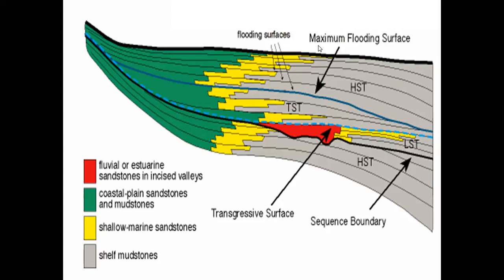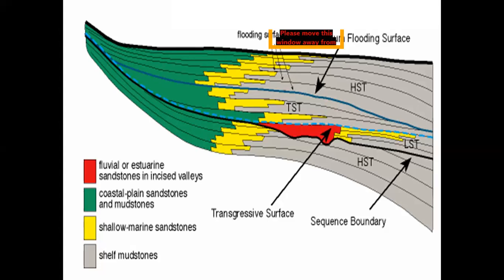And you can also see the sequence boundary, which is an unconformity surface. And that unconformity surface relates the beginning of another cycle and the end of the previous cycle.